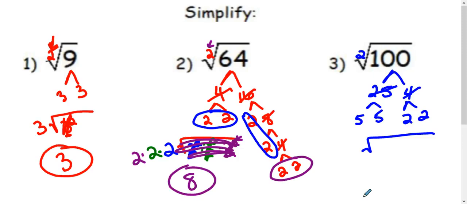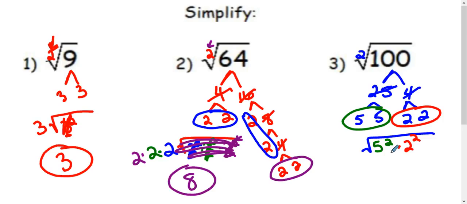Remember, our index is 2, and so we want to be able to write these bases using that index of 2, which means I'm looking for 2 5s that I can write with an exponent of 2. So 5 to the second power. I also have 2 2's, so I can write that as 2 to the second power. So our exponents here match our index.